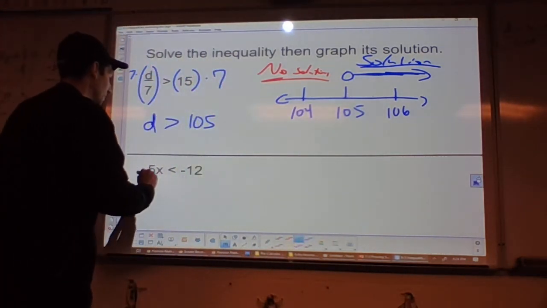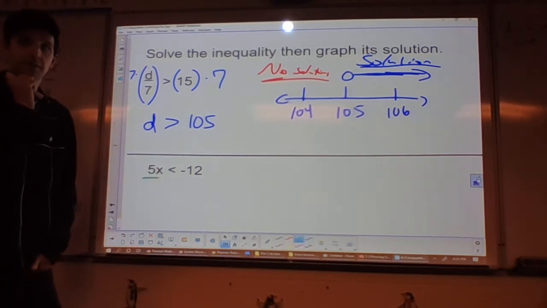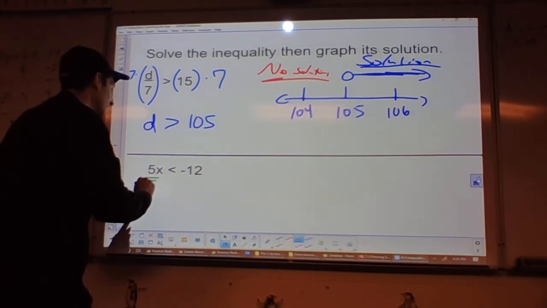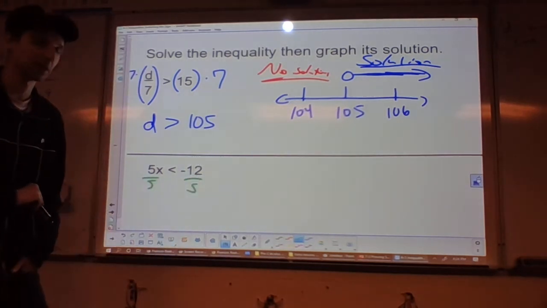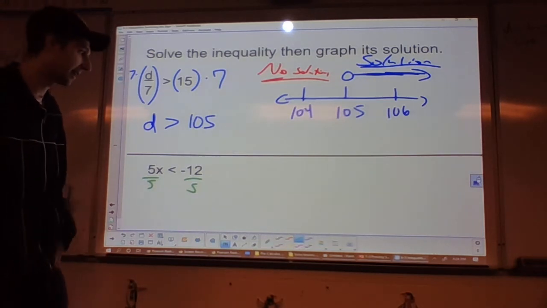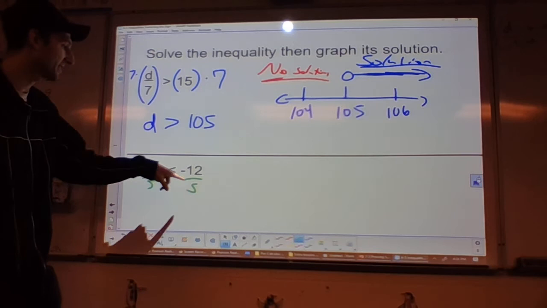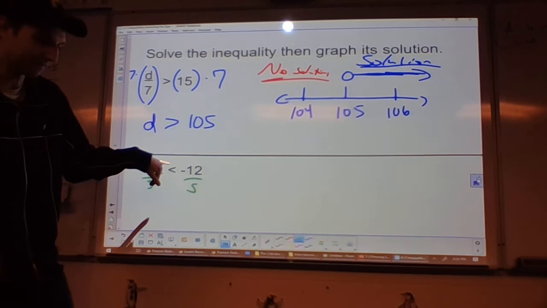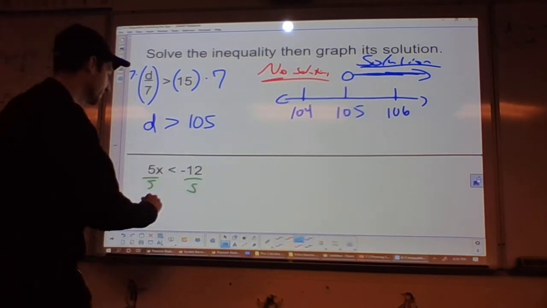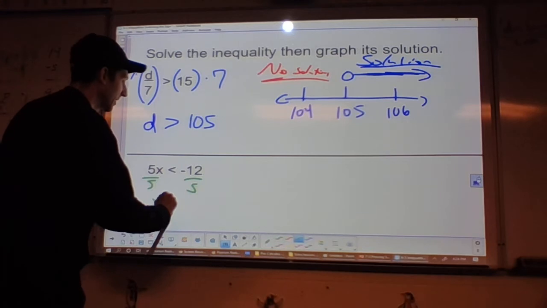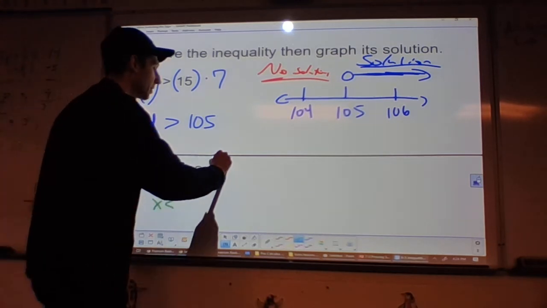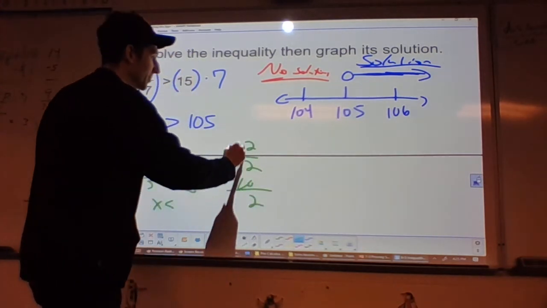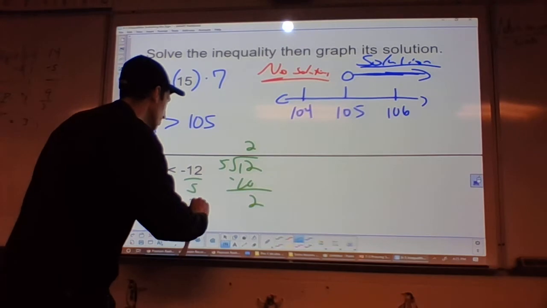5x is less than negative 12. So in this one, what do you think? Do we flip or do we not flip? All right, so the answer for this one is you do not flip again. Why? Because what you're doing to both sides does not involve a negative. You're dividing both sides by a positive. Now, there is a negative in the problem, but that is not what you're doing to both sides, so you do not flip. So we have negative 12 fifths, which you could write as: take 5 into 12, that's 2 with remainder 2, so that would be negative 2 and 2 fifths.